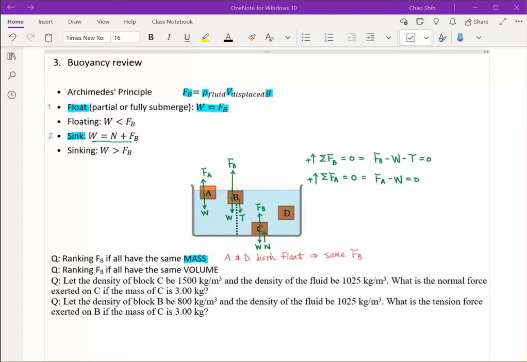What about block C? Well, your force going up is the buoyancy force. Again, I'm going to use the subscript to represent the block. F of C minus W plus N. That is equal to 0.